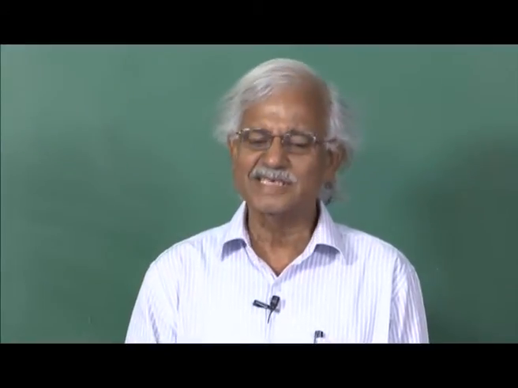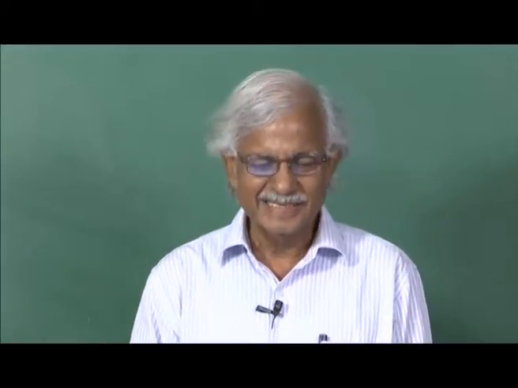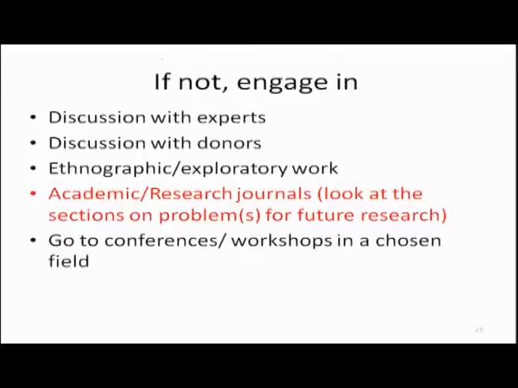If you have not found a research problem, then you engage in discussion with experts. They will tell you what are interesting research problems. Engage in discussion with donors. What do they want? What kind of social science research does ICSSR want? CSIR may want research on women in science. So, you have an interesting problem.